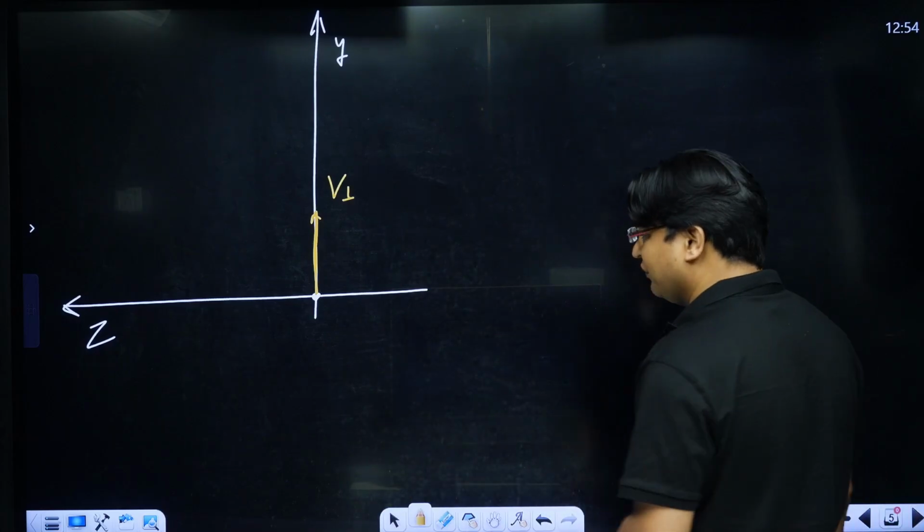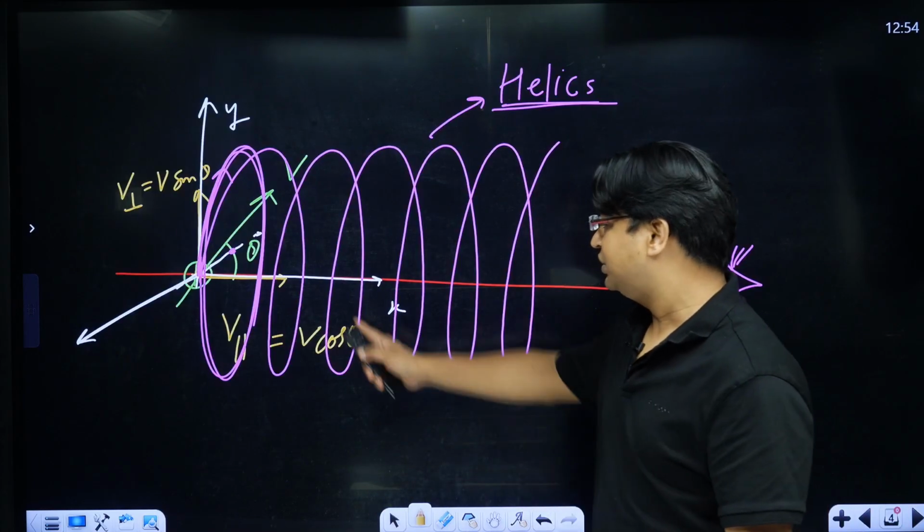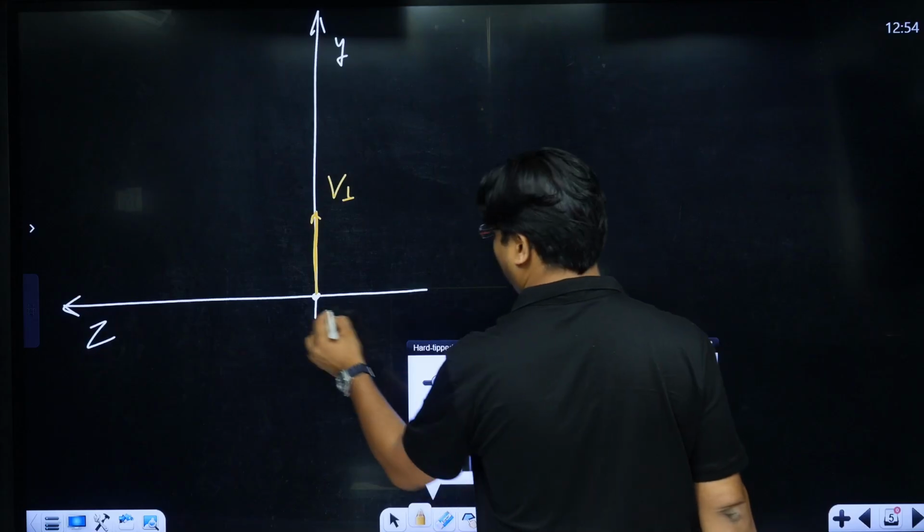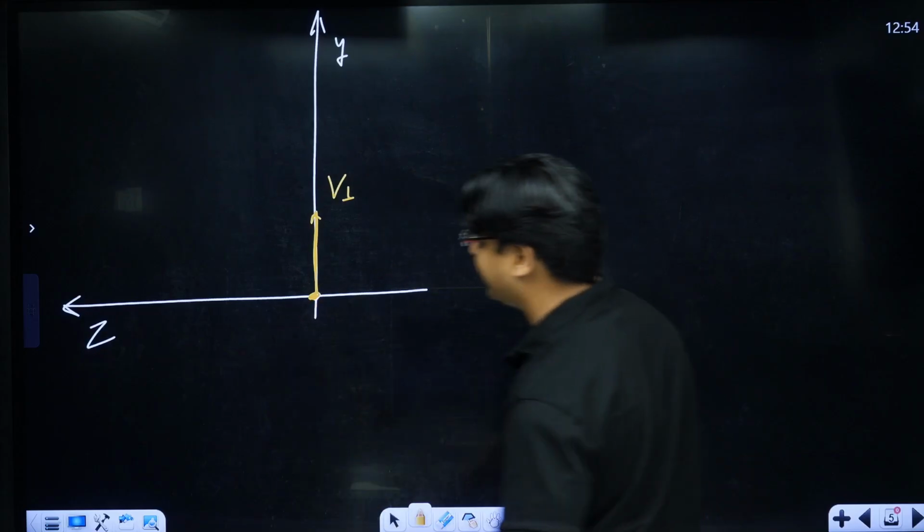Okay, and v cos theta would be along the x-axis. So I will draw v cos theta as a dot. Okay, so v cos theta is coming directly towards me.